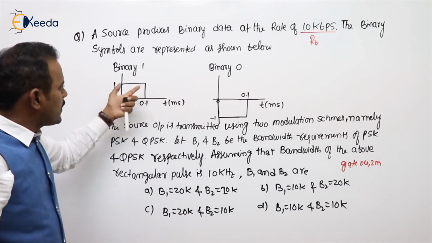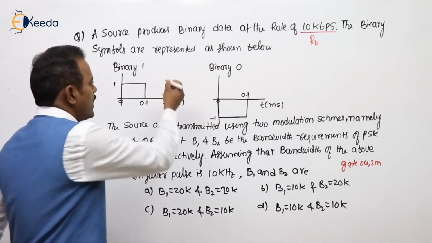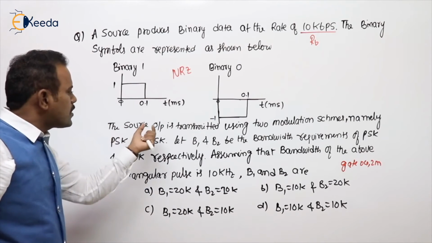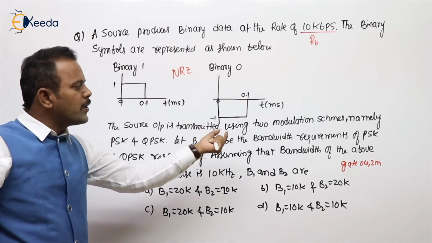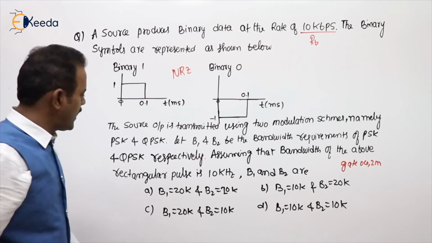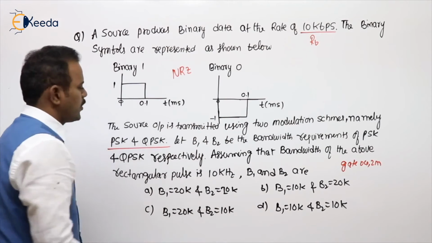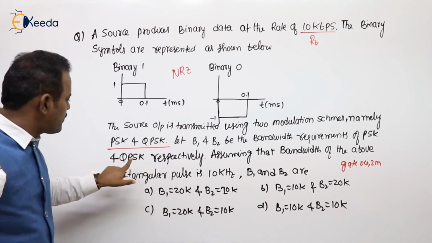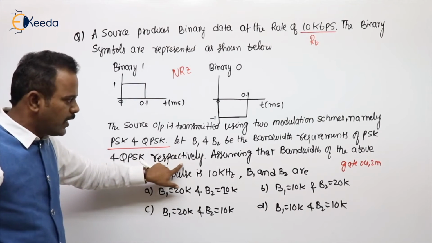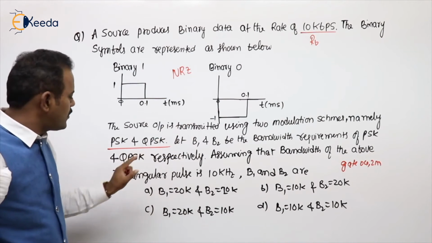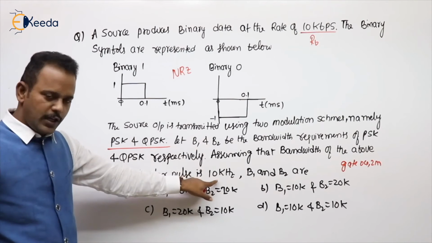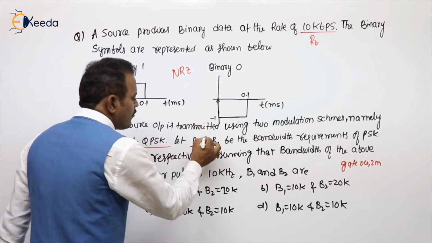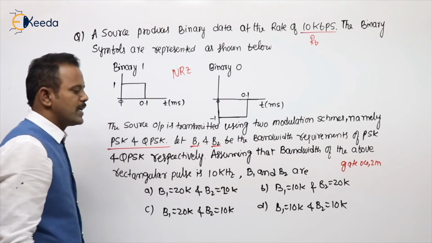1 with the positive pulse, 0 with the negative pulse, means we are using NRZ signaling scheme. The source output is transmitted using 2 modulation schemes, namely PSK and QPSK. Let B1, B2 be the bandwidth requirements of PSK and QPSK respectively, assuming that the bandwidths of the above rectangular pulses are 10 kHz. B1 and B2 are, where B1 is for PSK, B2 is for QPSK.